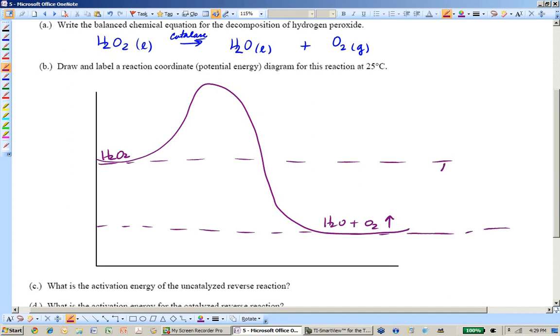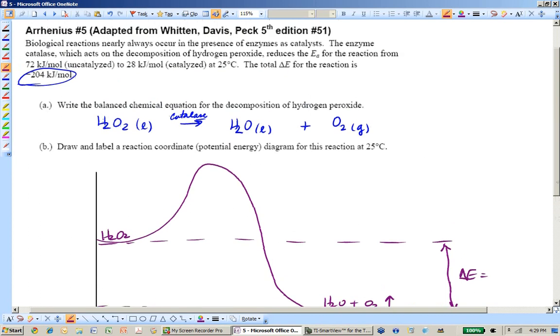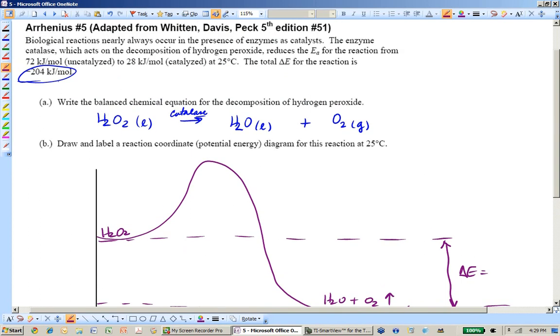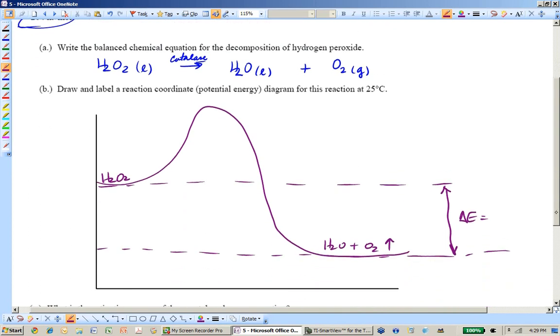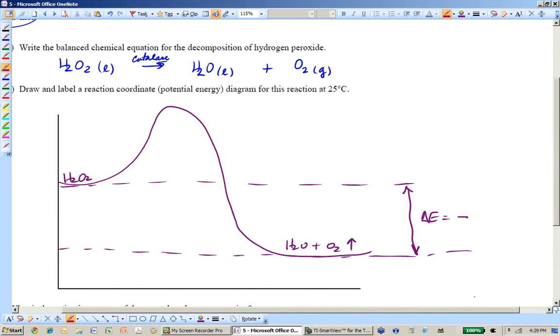And they did tell us an overall delta E. Go back up here and find it. The total delta E was a negative 204, and the reason it's negative is because we're starting out with a higher energy set of reactants and ending up with a lower energy set of products. 204 kilojoules per mole of reaction.